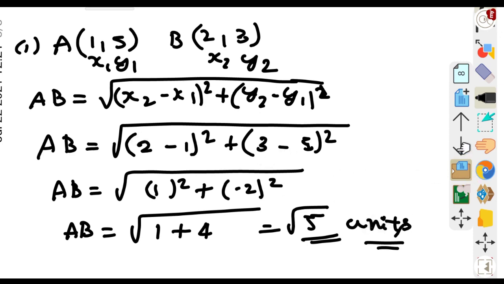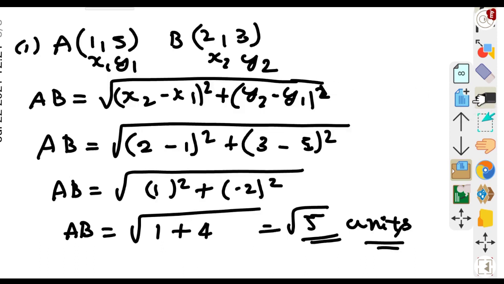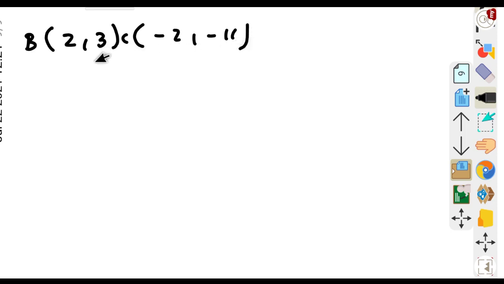So what I have said is find the distance between AB first, afterwards find the distance between BC, and afterwards find the distance between AC. Now I'll take BC. The coordinates of B are 2 comma 3 and C are minus 2 comma minus 11. Now apply the distance formula for this and simplify, and you will get the answer for BC.